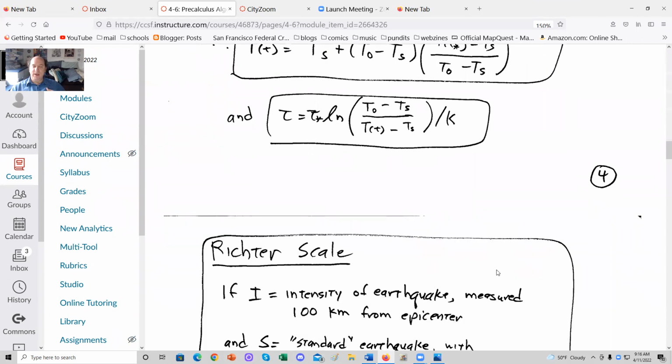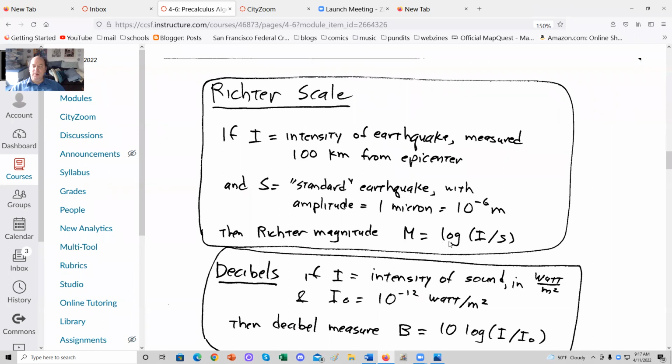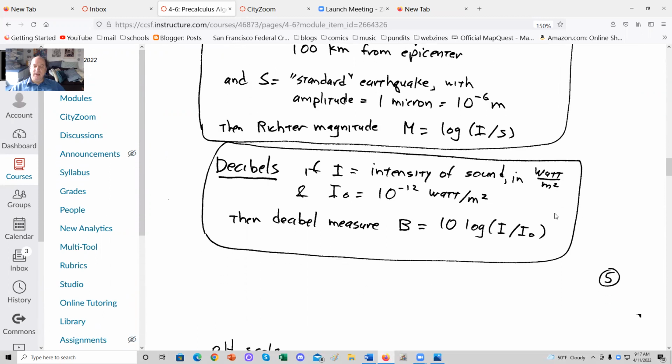Okay, for example, the Richter scale. We talk about S, the standard earthquake, and I, the intensity of the earthquake, measured in terms of displacement by the seismograph 100 kilometers from the epicenter. A standard earthquake has a displacement 100 kilometers from the epicenter of 1 micron, 10 to the negative 6 meters. Richter magnitude is the common log of I over S, the intensity divided by the standard intensity.